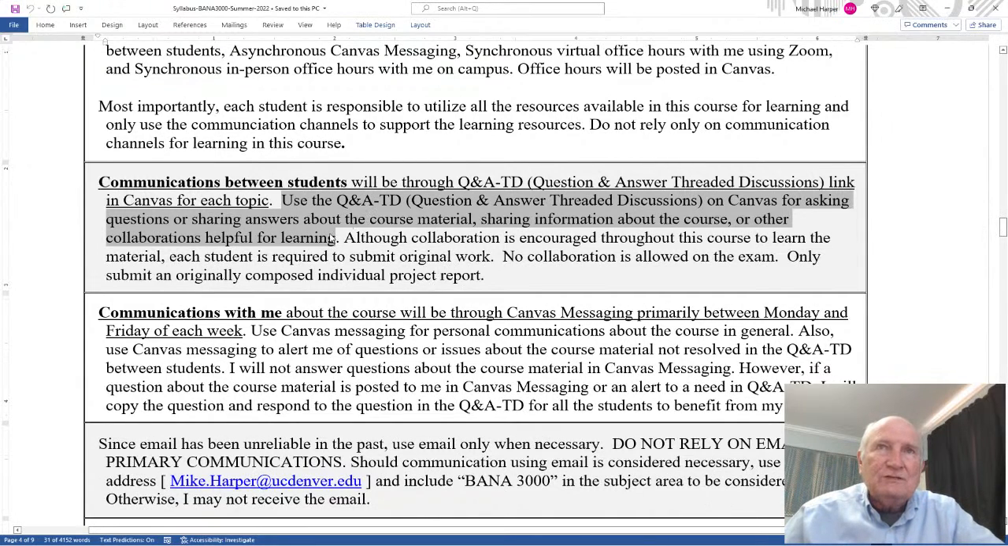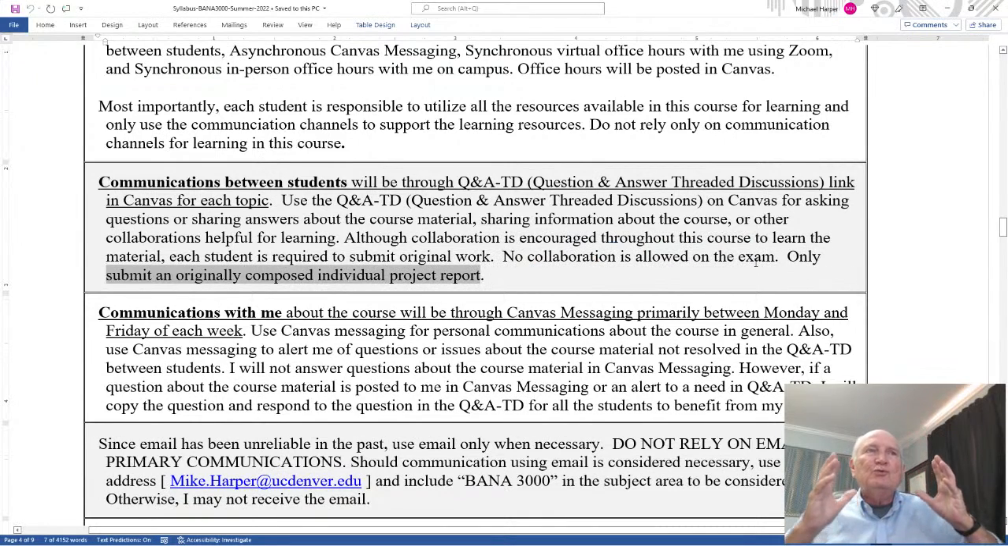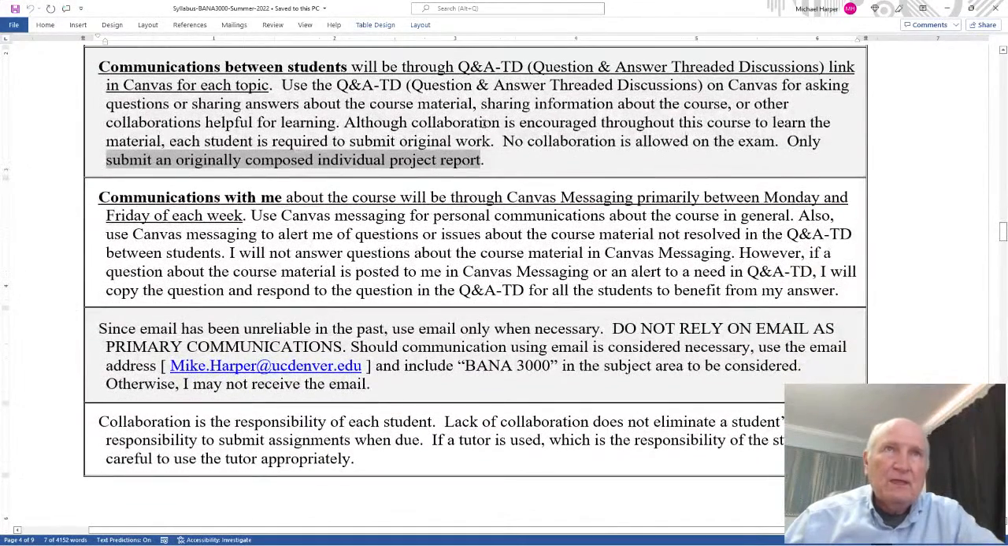Although collaboration is encouraged throughout this course to learn the material, each student is required to submit original work. What I mean by that is you should know what you're saying. No collaboration is allowed on the exam. It has to be just what you know. And only submit originally composed individual project reports. I'll talk about this more later. You submit your report. Don't let someone write it for you, or don't show someone what you've written.